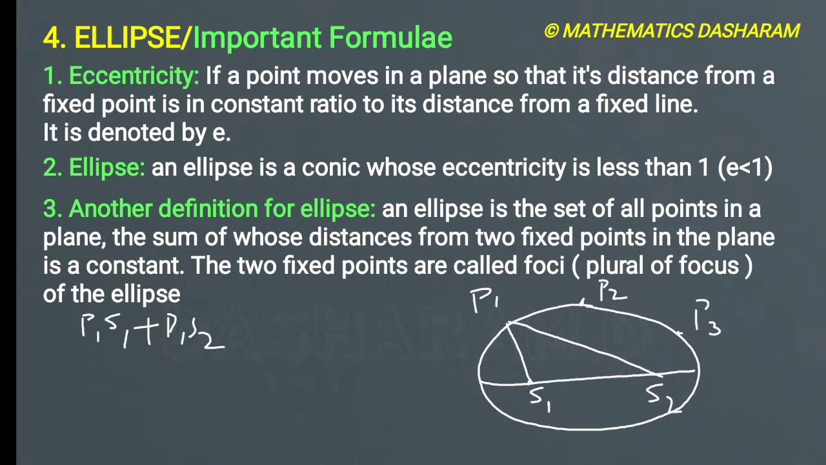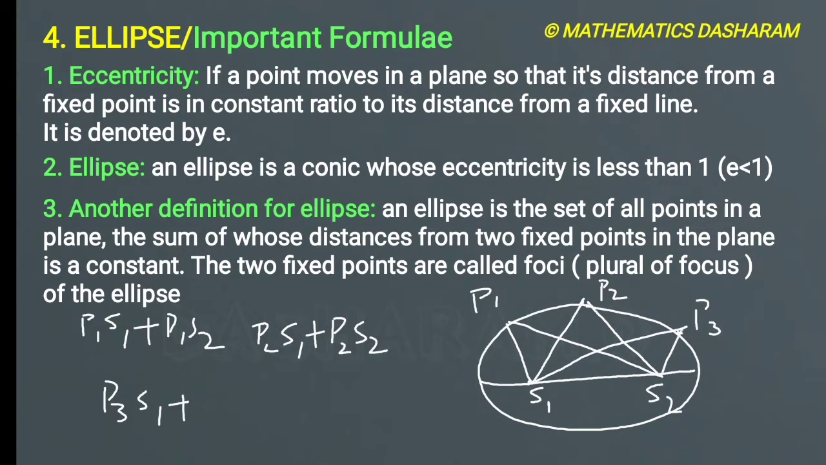Next, another one, S1 to P2, so P2S1, plus S2 to P2, P2S2. Next, third one, S1 to P3, so P3S1 plus P3S2. So all these sums are a constant. Constant means same values.